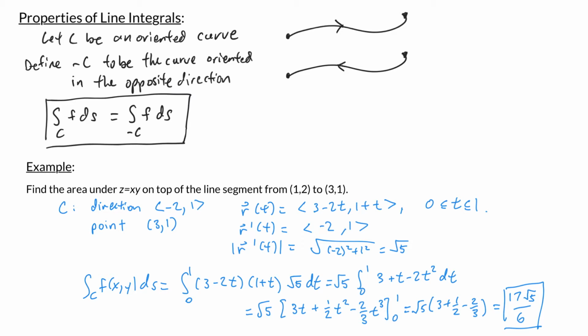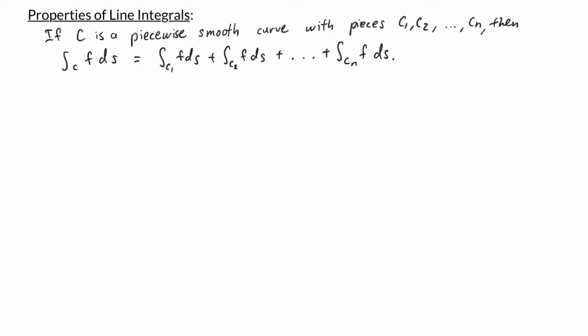which is the same as we got last time. So again, this confirms this property of line integrals that no matter how you orient the curve, your line integral will always be the same. The second property of line integrals that we'll look at is as follows. If C is a piecewise smooth curve with pieces C1, C2 through Cn, then the line integral of f over C is the sum of the line integral of f over each of the individual pieces.